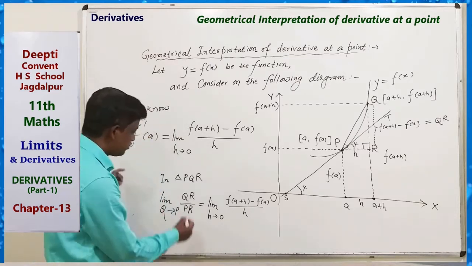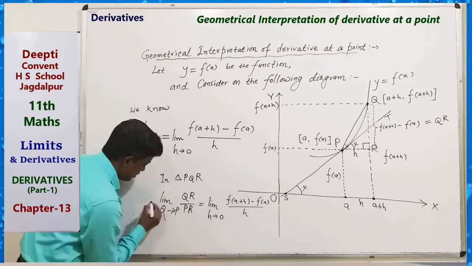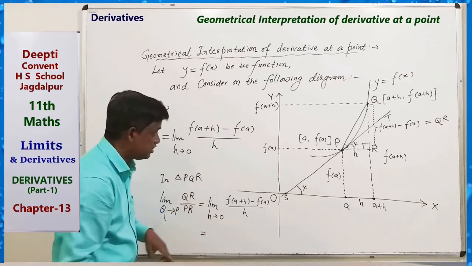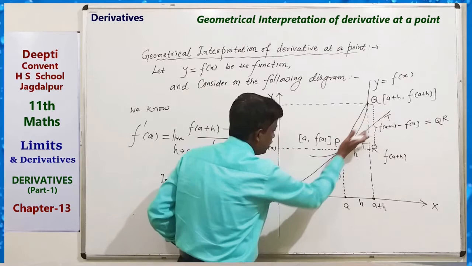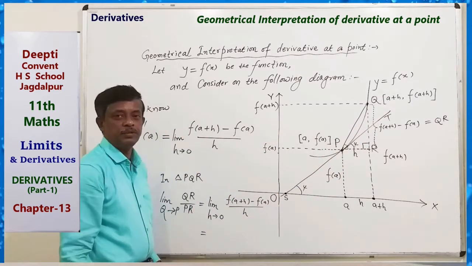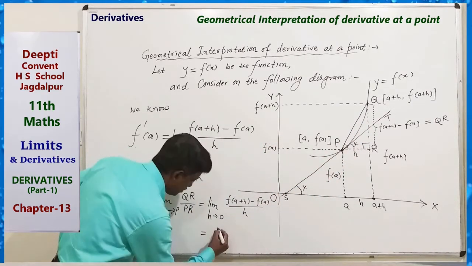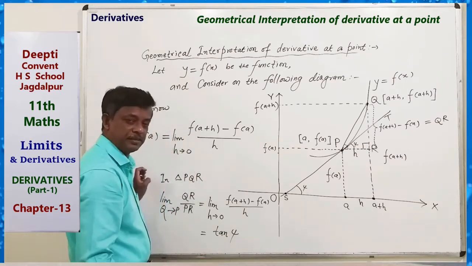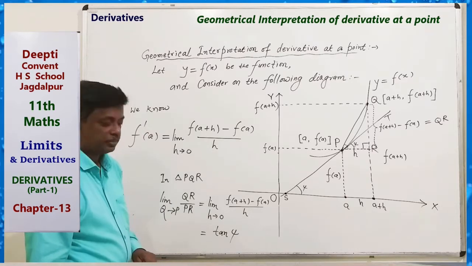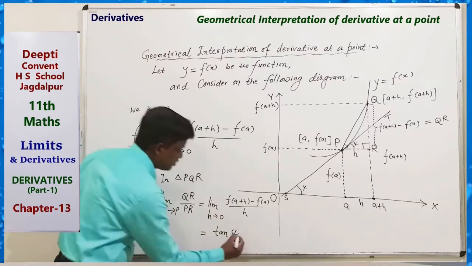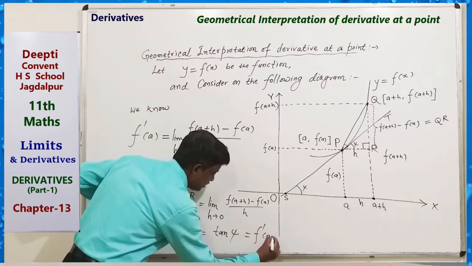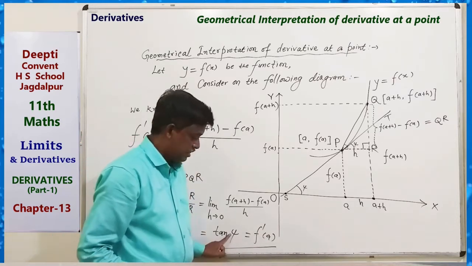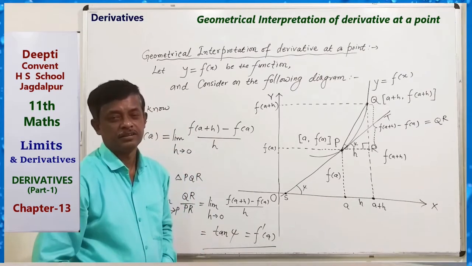Okay, and what is this? After tending, the chord will become the tangent. So tan psi is defined as f dash. So this equals f dash. That means tan psi is the slope.